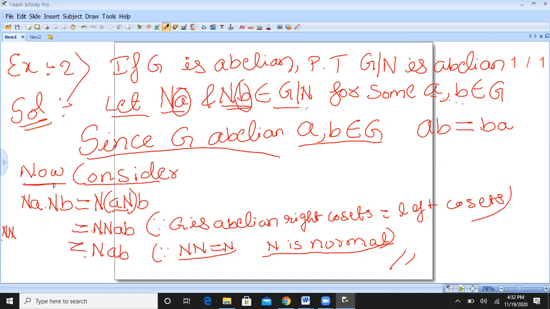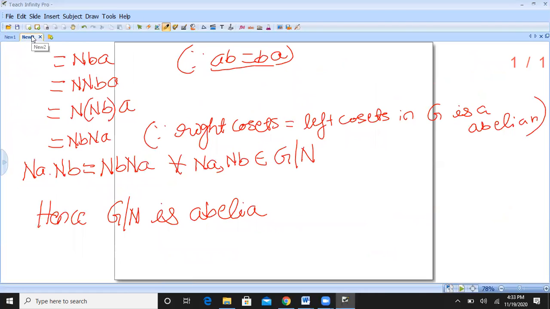So now considering NA into NB is equal to N bracket AB. So N bracket AB is the next, interchange inside, because when G is abelian, the right coset is equal to the left coset. Only when G is abelian are the right coset and left coset equal. Okay, so we can write NNAB. So we know the value of NN is equal to N, because N is normal. So next step is equal to NAB. So we interchange. In your textbook they have given equation 1, so I have not written equation 1, I have directly written the statement AB is equal to BA.